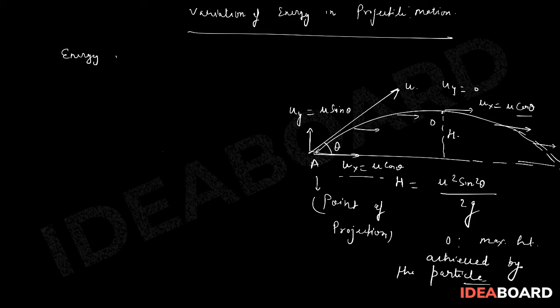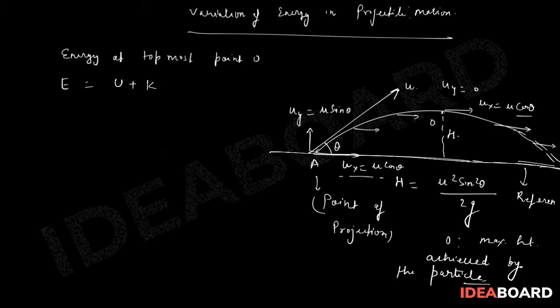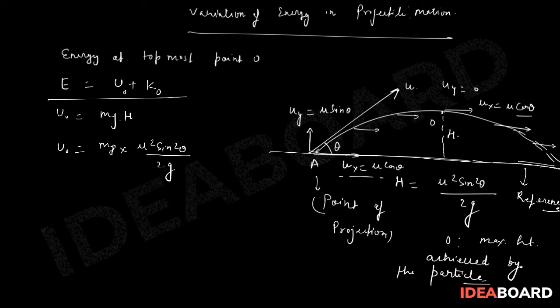energy at the topmost point O, let's say this is E, will be given by potential energy plus kinetic energy. So for the calculation purpose, I am taking horizontal as a reference, right? So this is the reference. So now we can write U at O and K at O. So U at O will be mg into capital H, right? Which can be written as mg into u square sine square theta by 2g.